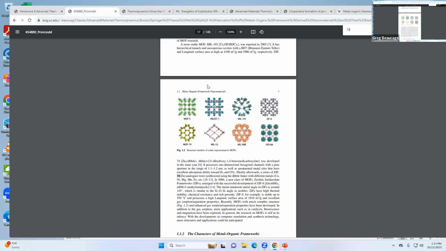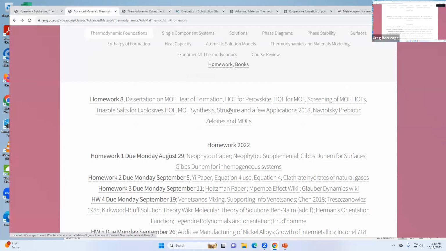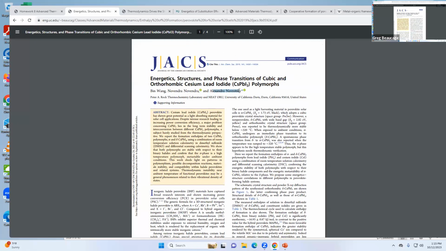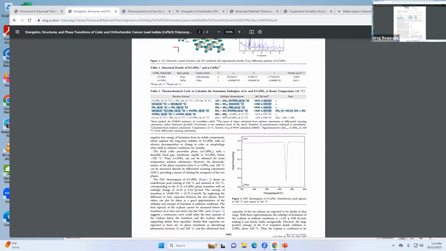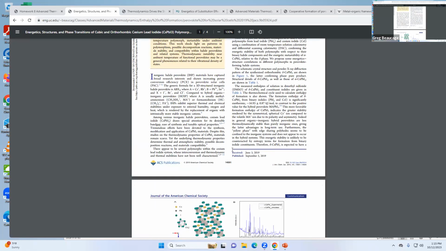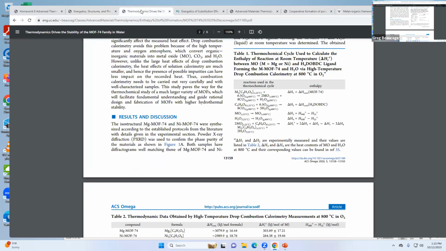This is that book, right? And then the heat of formation for perovskite. It's the same author, Alexandra Navrotsky. And guess what? It's the same thing. Here's the enthalpy, there's the final reaction. It's kind of like, if it worked once, do it again. I'm not sure if this is before or after the other paper. This one is 2019 and the other one's 2020, so this came after that one.